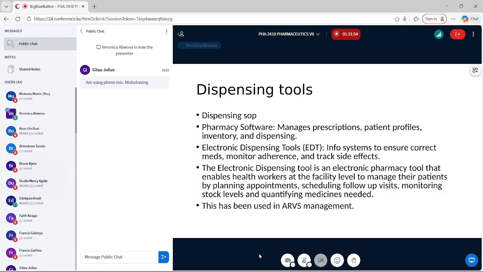Then we also have software that is used for dispensing, okay? We have electronic dispensing tools, whereby you have a system. This is especially good for chronic illnesses, okay? Such as when they were trying to streamline HIV treatment, they used a lot of these electronic dispensing tools, so that when the patient comes, you can actually see this patient has been taking ARVs for 2 years.